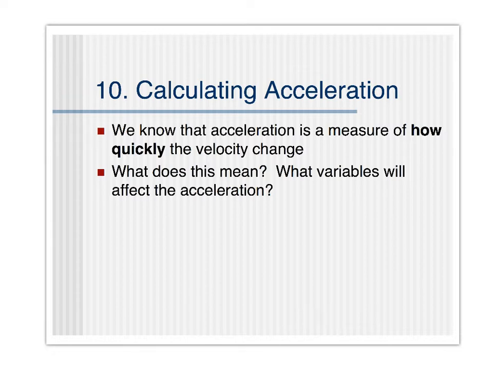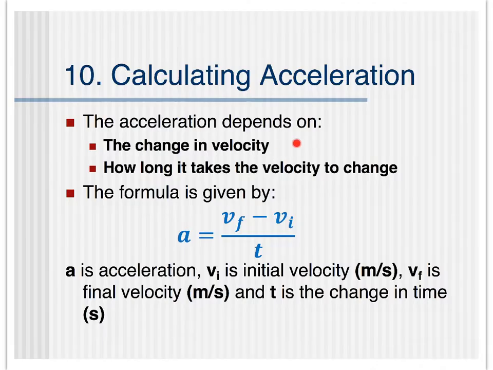So in equation form, there's really two things that are going to matter. Number one, it's how quickly the velocity changes. So the amount the velocity changes is going to matter. And the other thing that's going to matter is this how quickly piece, which really is saying what is the time. So as we said on the previous slide, mathematically the acceleration is going to depend on the change in velocity, so how much we speed up or slow down. And it's also going to depend on how long it takes that change to occur, the time over which we are speeding up or slowing down.